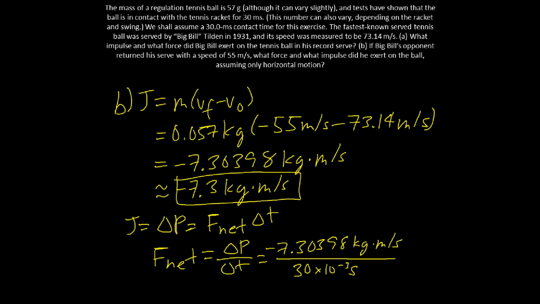Now dividing that, so 30 times 10 raised to negative 3, it will give us negative 243.46 newtons. When we're going to express our answers to the least significant figures, that would be negative 2.4 times 10 raised to 2 newtons. Here's our answer for this one.